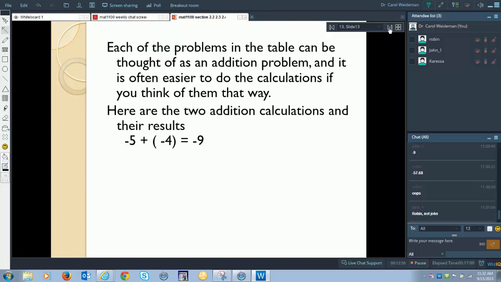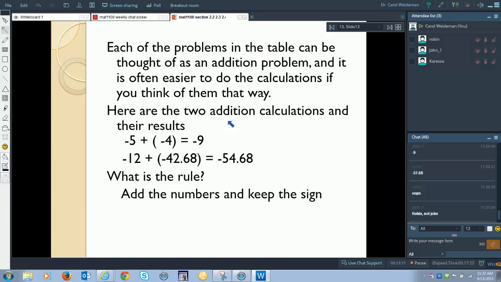So each of the problems in, let's see, where I'm at. Oh, the two that we just did, that's right. We started at a negative number and then we decreased it even more. So this was the temperature and this was the money. So what's the rule? When we're adding two numbers with the same sign, we add the numbers and keep the sign. All these numbers were the same sign, so we added them. 5 plus 4 is 9, and we kept the sign. 12 plus 42.68, and we kept the sign.